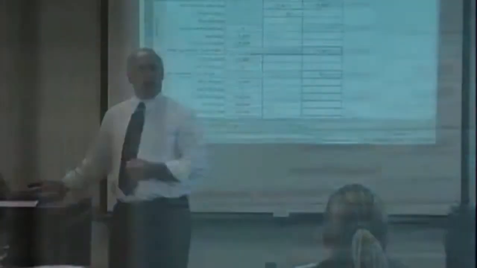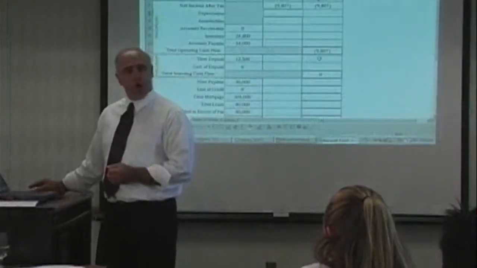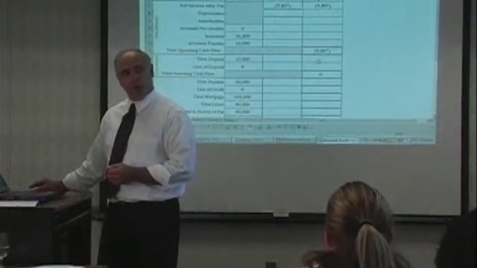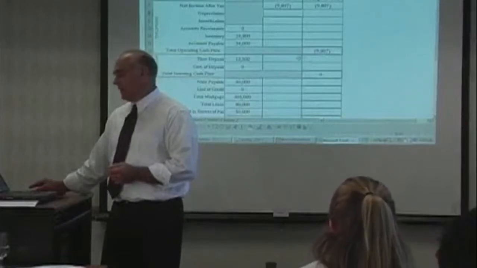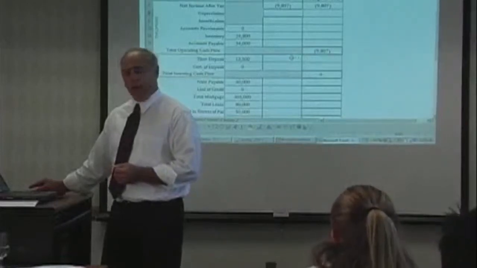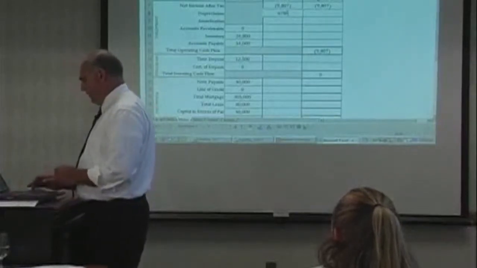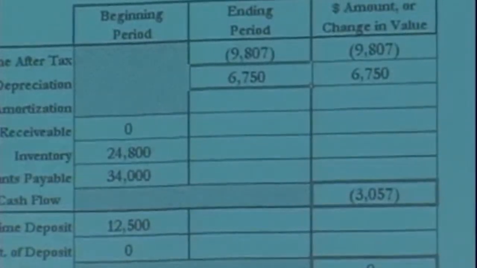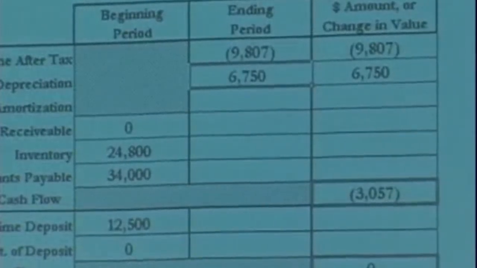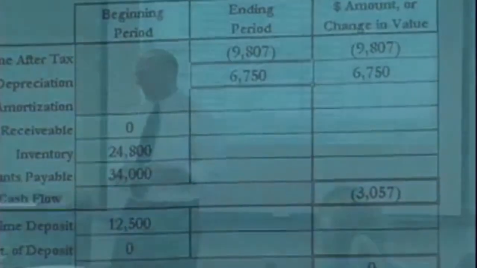So we'll continue with depreciation. As I enter the depreciation amount of $6,750, notice how the total operating cash flow changes, which right now, with only the addition of the negative $9,807 profit, is a negative operating cash flow of the same amount. But depreciation is a non-cash expense, and we have to add the $6,750 non-cash expense back to that negative net income. So note that the total operating cash flow has gone from negative $9,807 to negative $3,057.